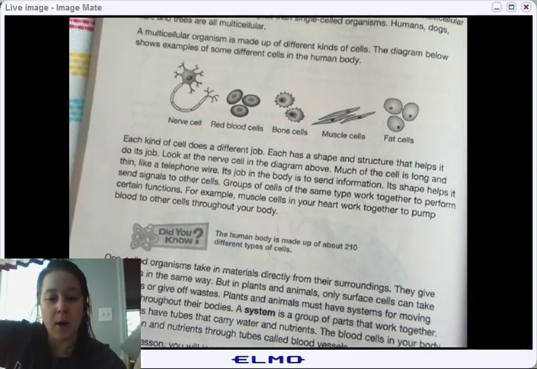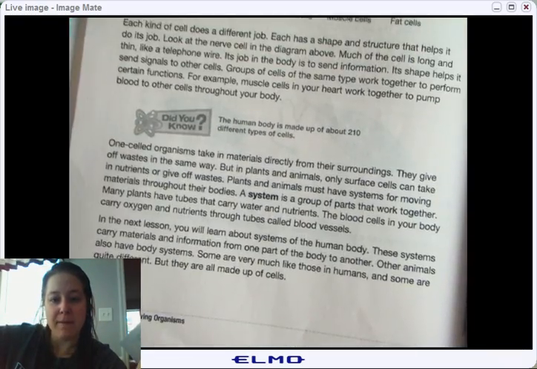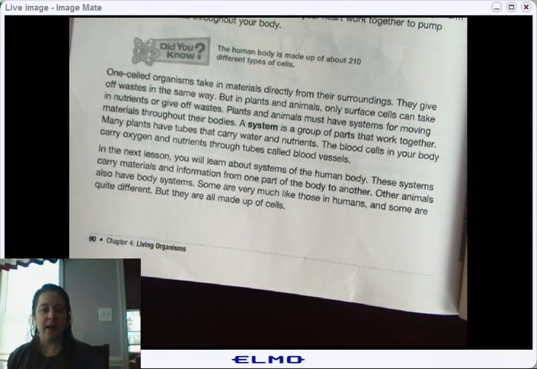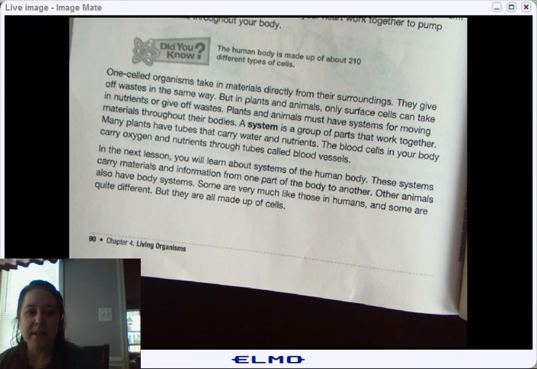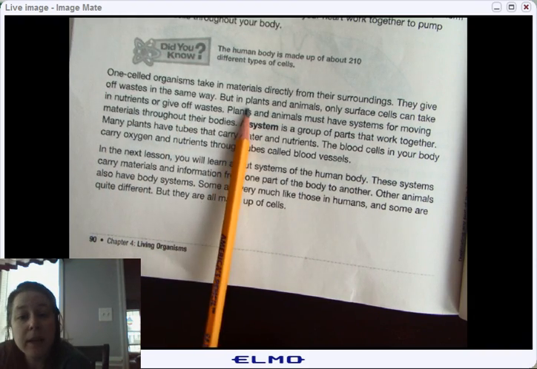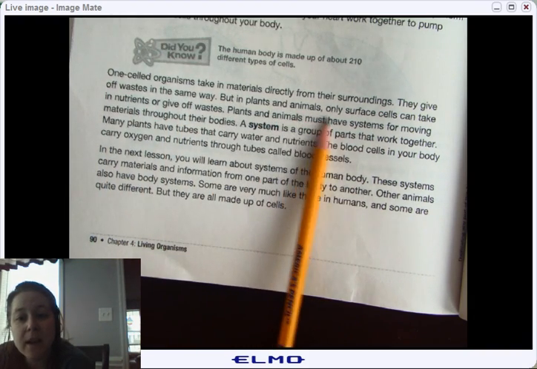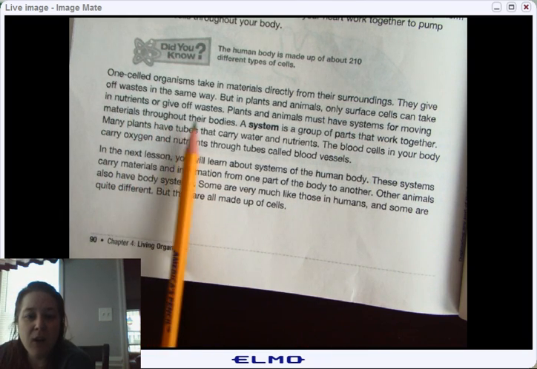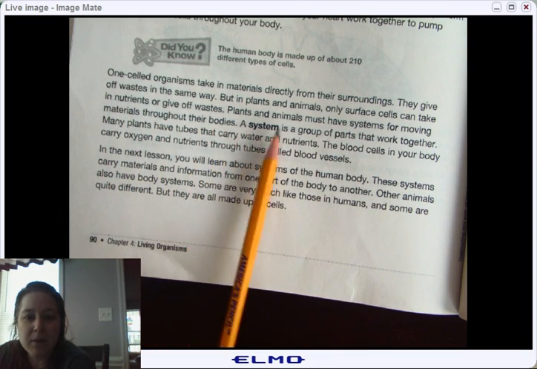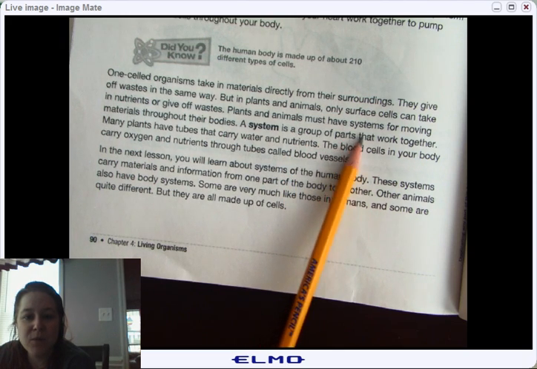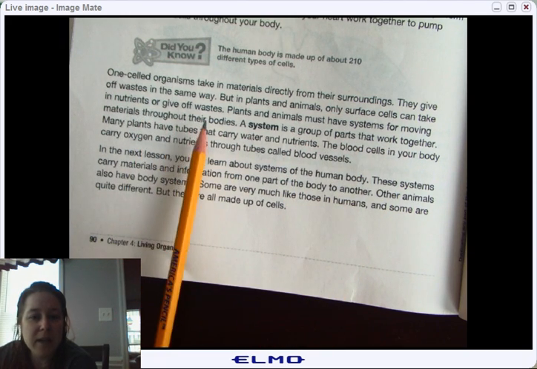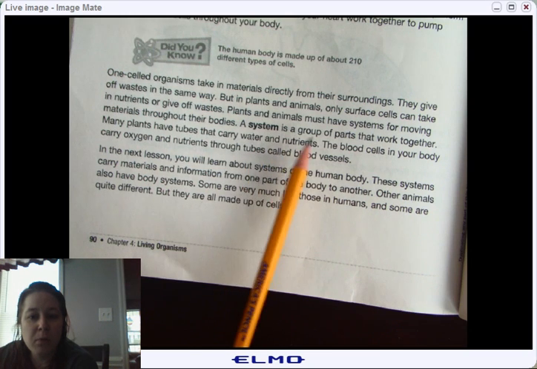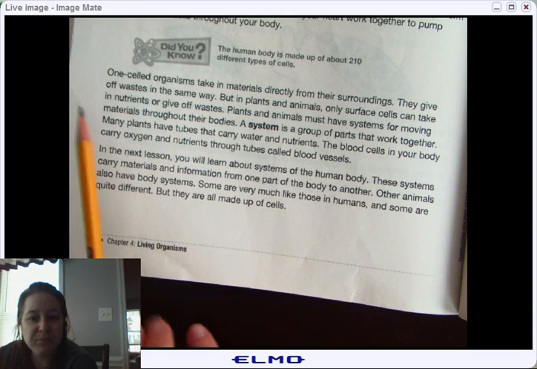Did you know the human body is made up of 210 different types of cells? One-celled organisms take in material directly from their surroundings. They give off waste in the same way. But in plants and animals, only surface cells can take in nutrients or give off waste. Plants and animals must have systems for moving materials through their bodies. A system is a group of parts that work together.